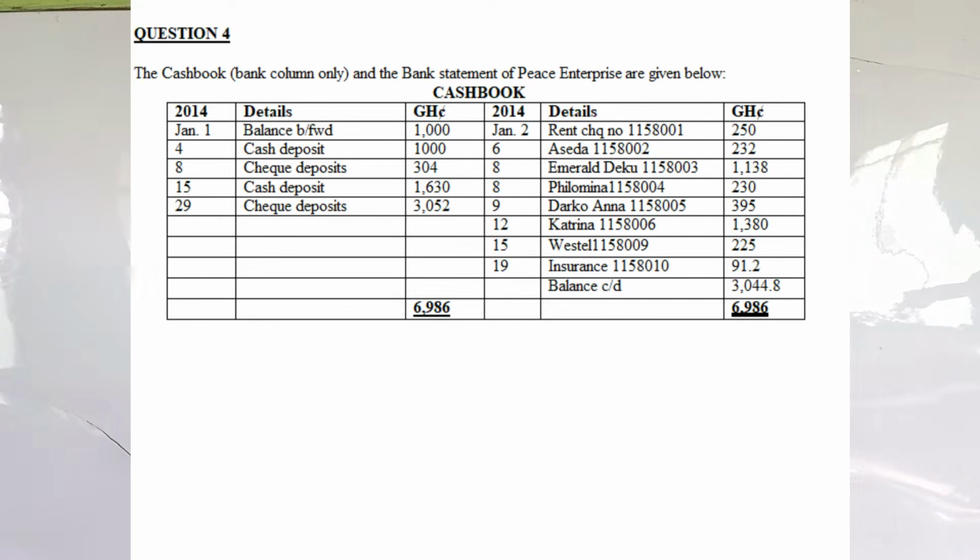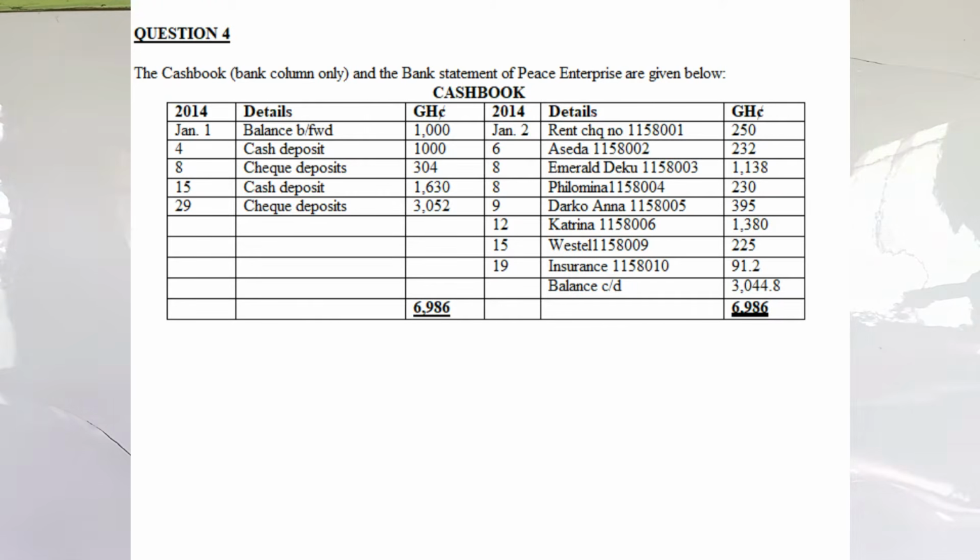The cash book, bank column only, and the bank statement of Peace Enterprise are given below. So we have the cash book for 2014. Balance brought forward on the debit side, 1,000 Ghana cedis. And then we have a cash deposit on the debit, 1,000. Check deposits, 304. Cash deposit again, 1,630. Check deposits, 3,052. That is for the debit side.